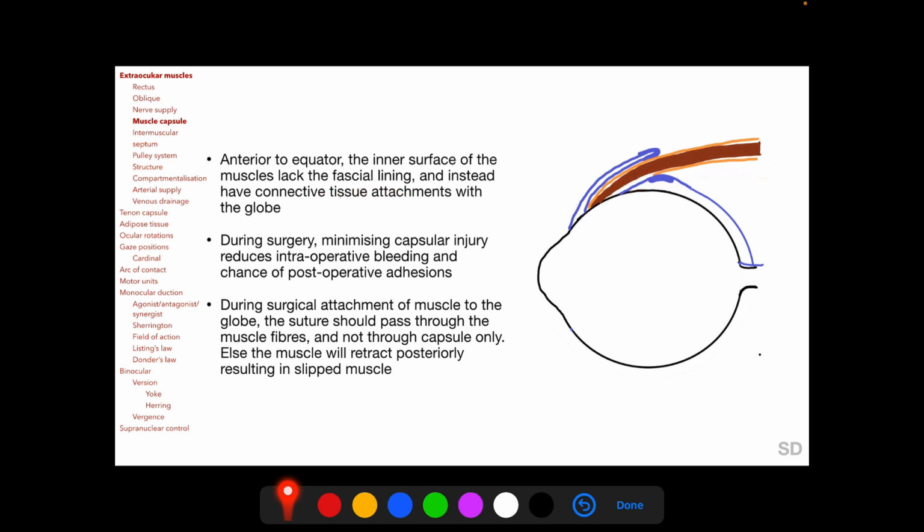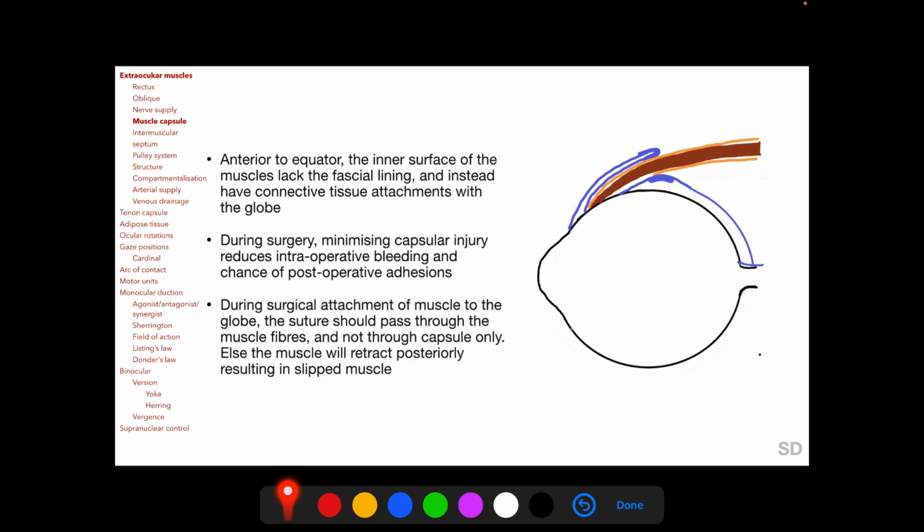Anterior to the equator, the inner surface of the muscle lacks this fascial lining and instead has connective tissue attachments with the globe. And during surgery, minimizing injury to the muscle capsule reduces the chances of intraoperative bleeding and post-operative adhesions. Also, during surgical reattachment of the muscle to the globe, the suture should pass through the muscle fibers and not through the muscle capsule only, else the muscle will retract posteriorly within its muscle capsule, resulting in a slipped or lost muscle.